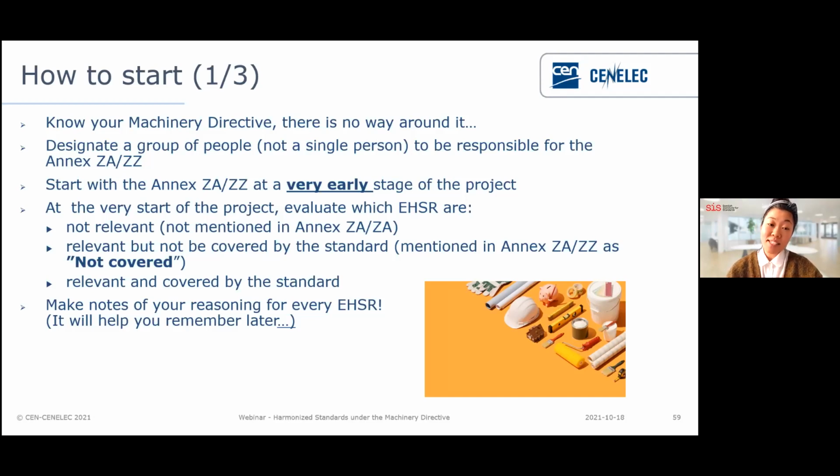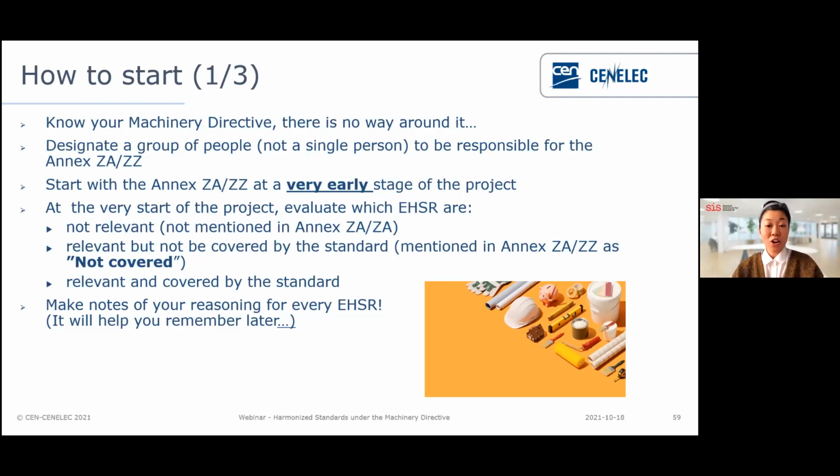Second, designate a group of people. It is necessary to designate a group of people that keep the Annex Z in mind throughout the project. 4, 6, or 8 eyes see more than 2. Quite often it's not straightforward work to do this Annex Z drafting, and it helps to discuss things amongst a group of people.